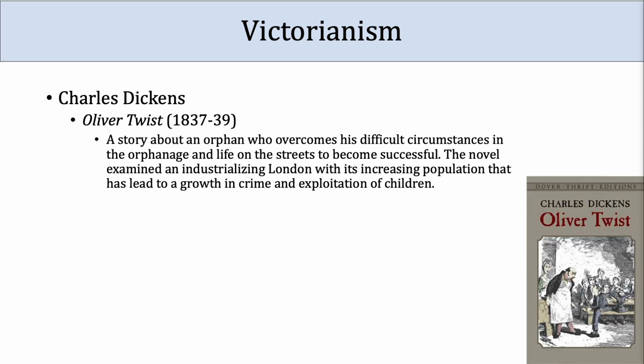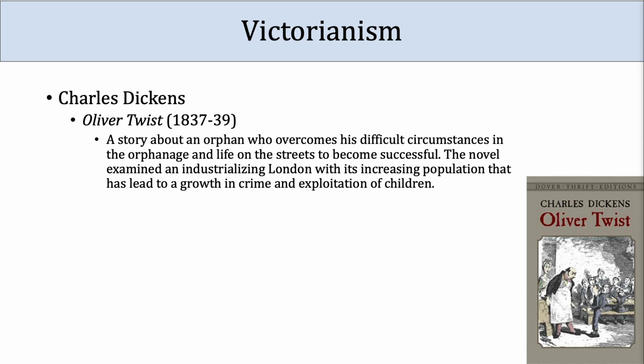I want to take a look at two main Victorian novels that come out of this that encapsulate the era, right? So they kind of are embodiments of some of the main ideas, right? The first one is Charles Dickens' Oliver Twist. It's a story about an orphan who overcomes his difficult circumstances in the orphanage and life on the streets as he becomes a pickpocket, to eventually becoming successful at the end. Sorry, a bit of a spoiler alert there.